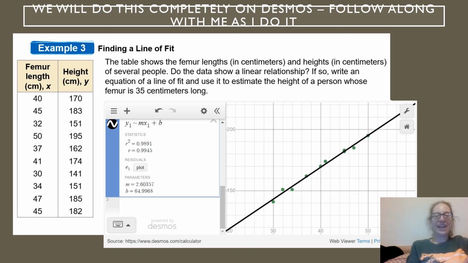So what we have here is a table showing femur lengths in centimeters and height in centimeters. Your femur is your thigh bone, the big bone in the top of your leg. And what we want to find out is, do the data show a linear relationship? Is there a linear relationship between the length of someone's thigh bone and their overall height? If so, write an equation for a line of best fit and use it to estimate the height of a person whose femur is 35 centimeters long.